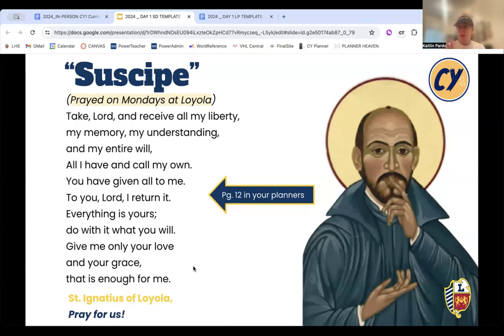Great. One thing about the Suscipe and why it's introduced in your CY1 is that you need to memorize it for your first year of theology. So we're going to do this during the first 2 weeks of CY1, called the Suscipe. Let's go ahead and do that. In the name of the Father, Son, and then you'll pray it. St. Ignatius of Loyola, pray for us.